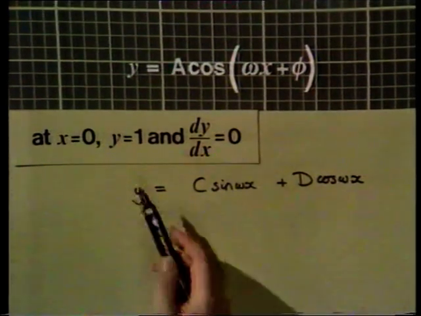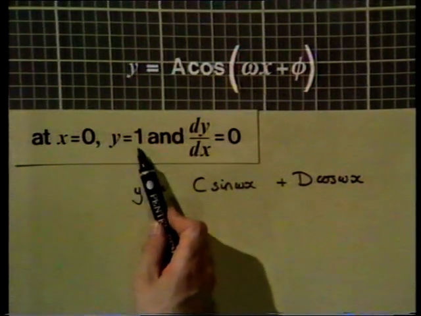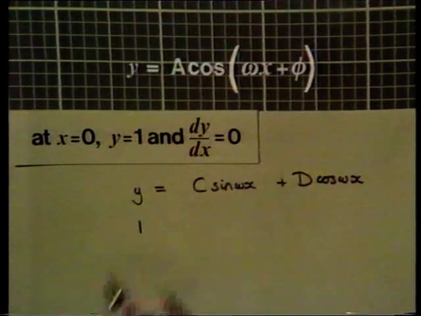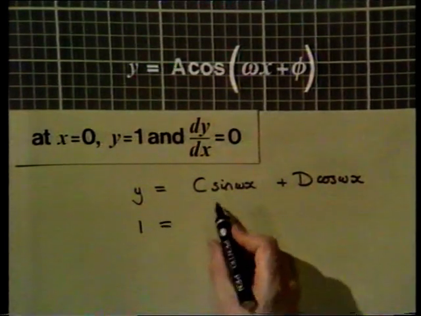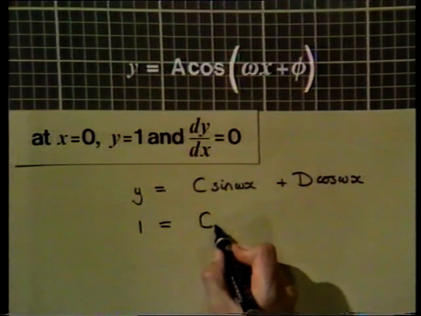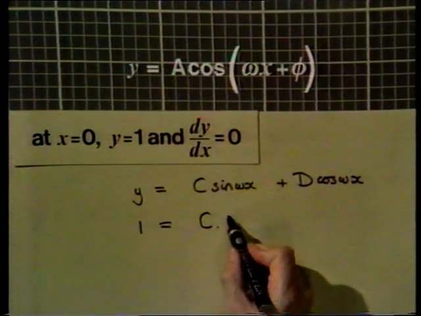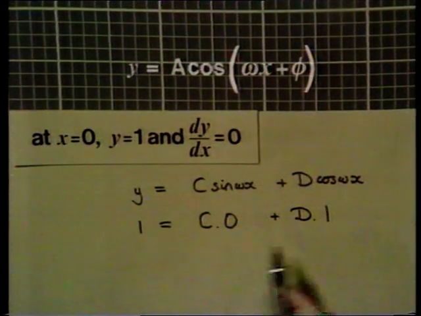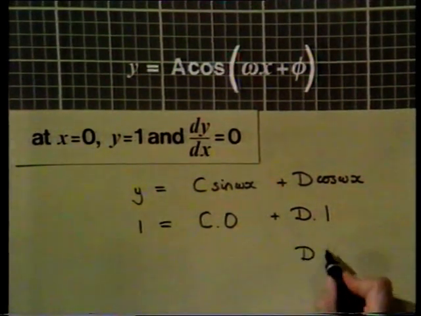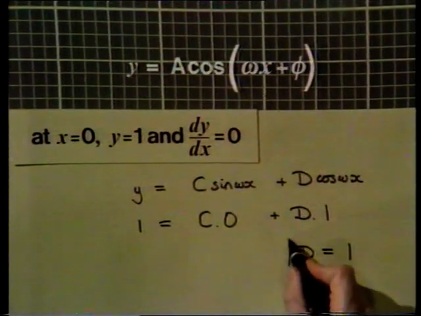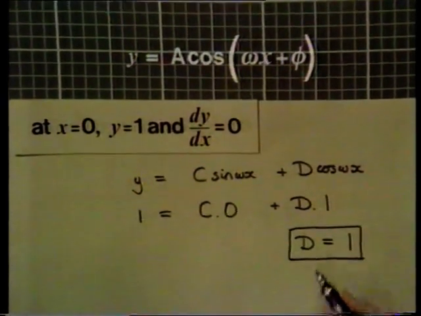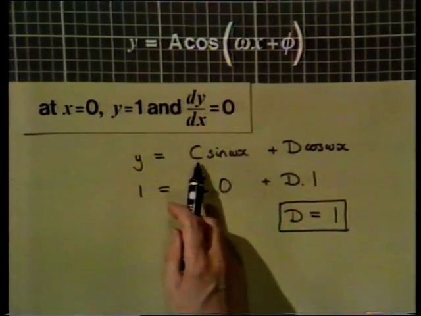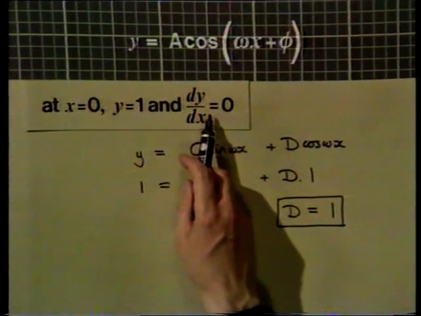Now let's just use one of these conditions, the fact that y is 1 when x is 0. So I just put in y is 1, and I have to put in x equals 0 here. The sine of 0 is 0, and the cos of 0 is 1. So I'm left with D has to be equal to 1. And that's found one of the arbitrary constants here. But to find the other one, I need to use the other condition.